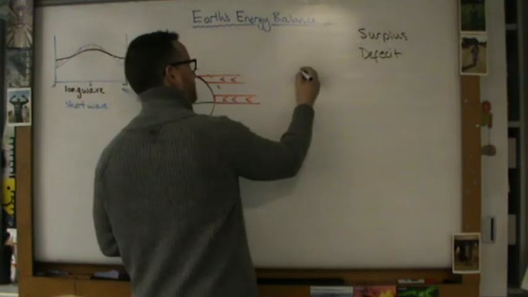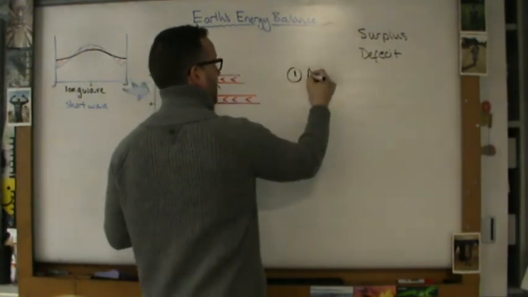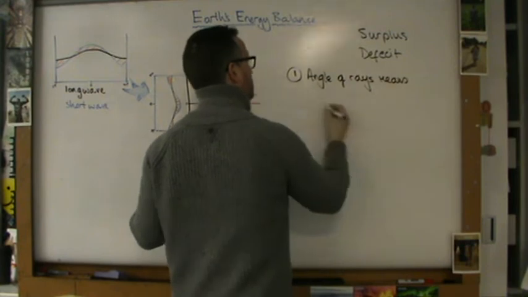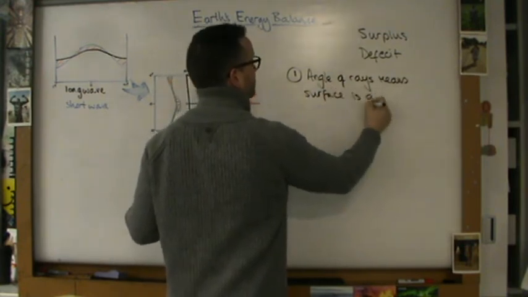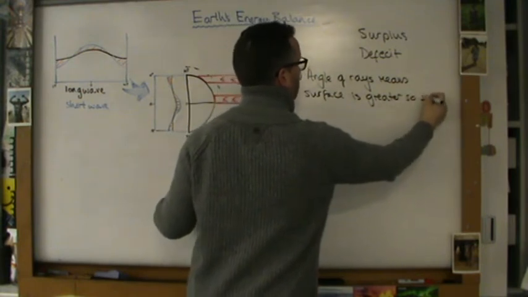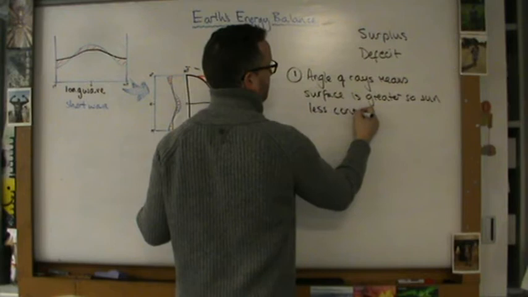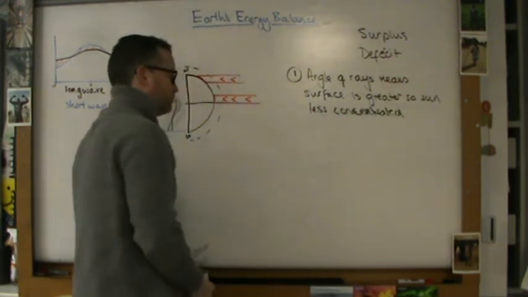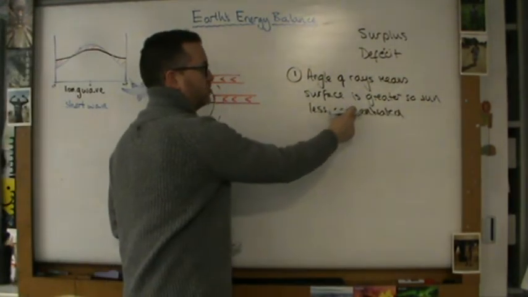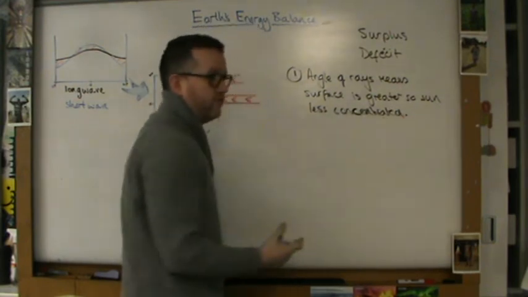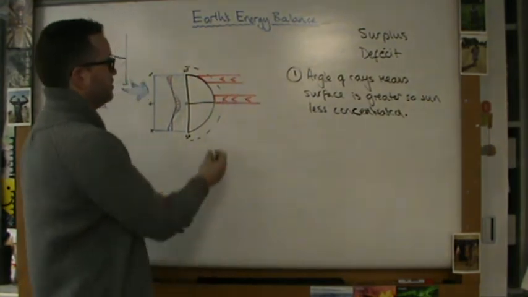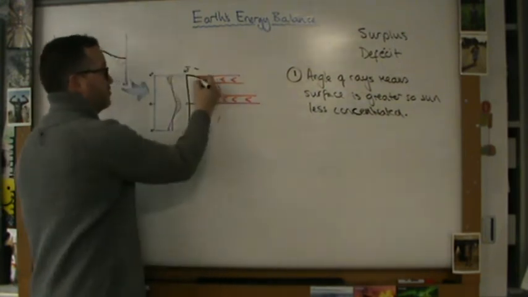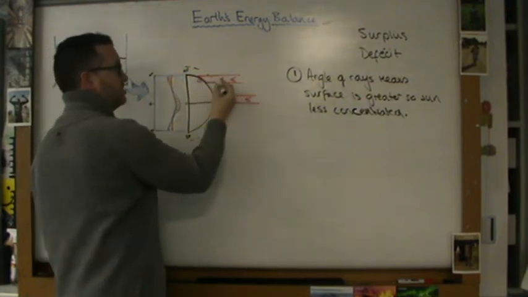So our first mark, number 1, is that the angle of the rays means the surface area is greater, so sun is less concentrated. Now, that clearly is not a perfect sentence. I've done it in note form, but hopefully you get the rough idea. The angle of the rays of the sun means that the surface area is greater here, and therefore the sun is less concentrated. I would put a 1 on the diagram at that location to match it to my sentence.